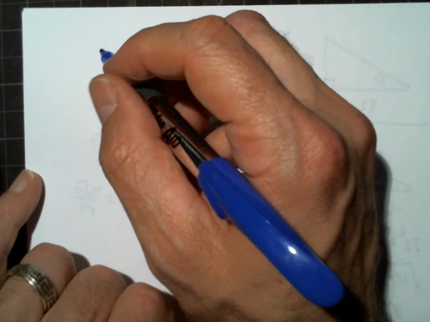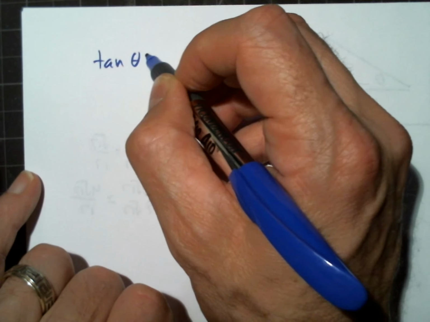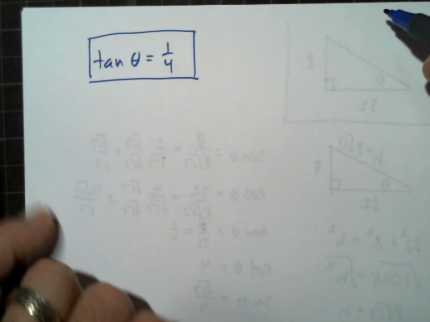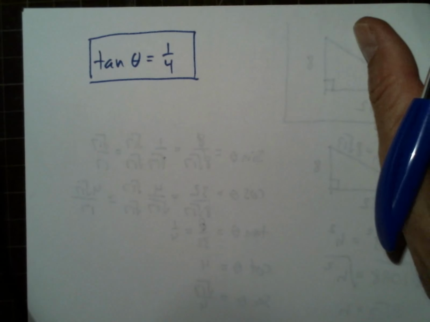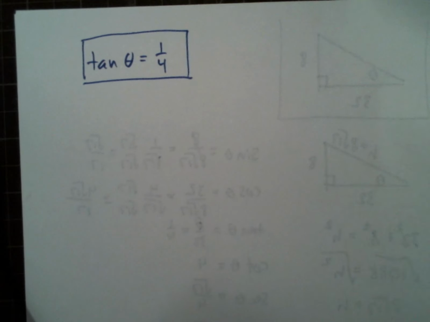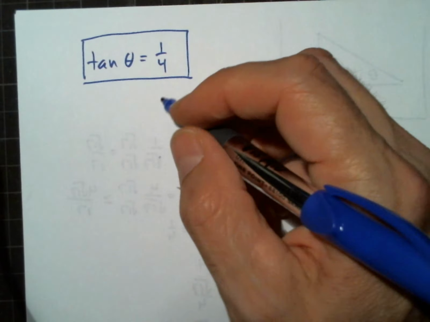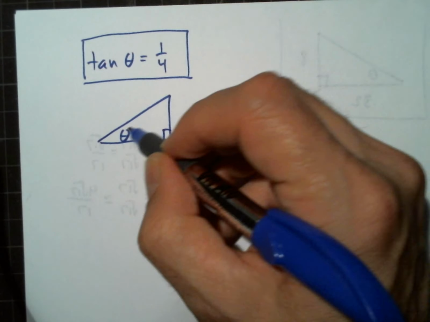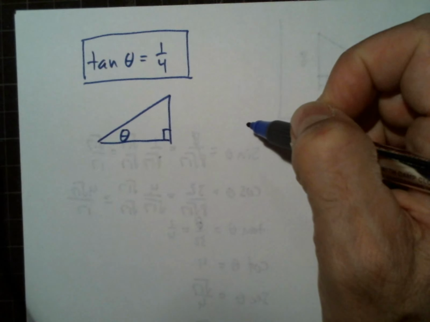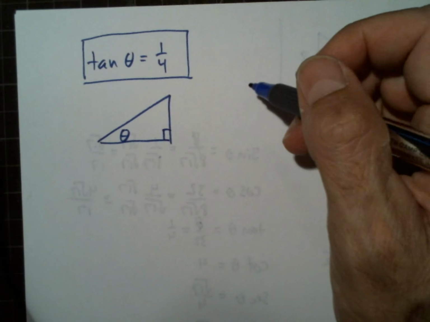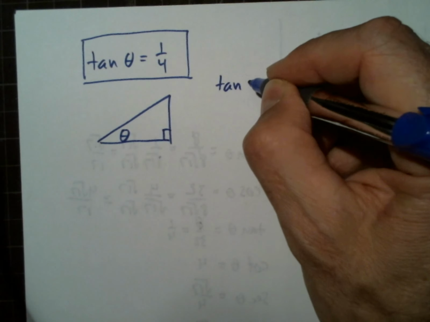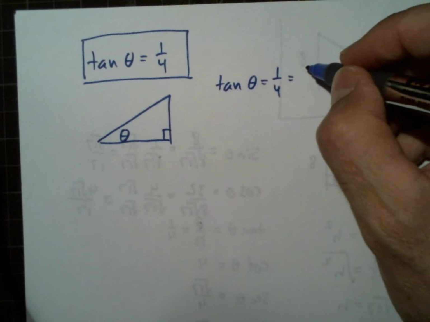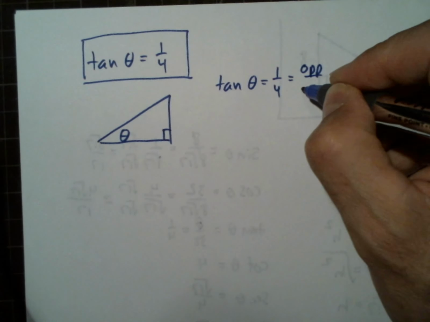Okay, same question, but now we have tangent theta is 1/4. Okay, so you draw the triangle and find the other 5 trig functions. Pause the video. You can draw the triangle however you want. It's just wherever the theta is determines where the numbers go. And if we have tangent is 1/4, then tangent is opposite over adjacent.